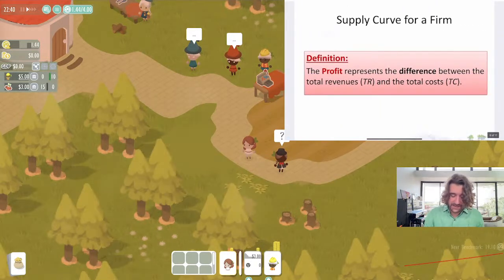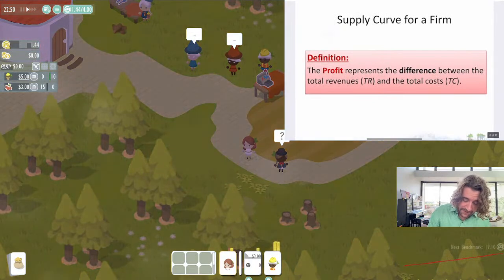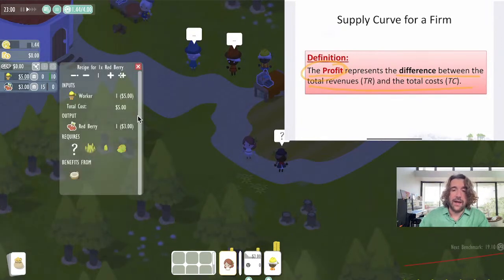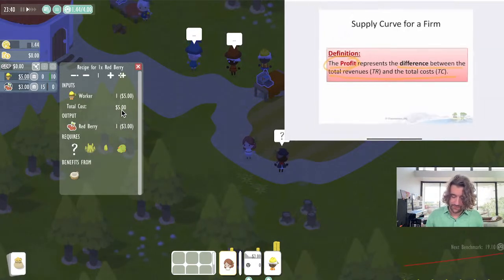And finally, let's more specifically define what profit is: the difference between the total revenues and the total cost. If you look at the recipes again, the total cost for the first red berry is 5, and the total revenue, by selling one red berry, is $3. The profit in this case would be the total revenue, $3, minus the total cost, $5, so the profit would be negative 2 in this example.